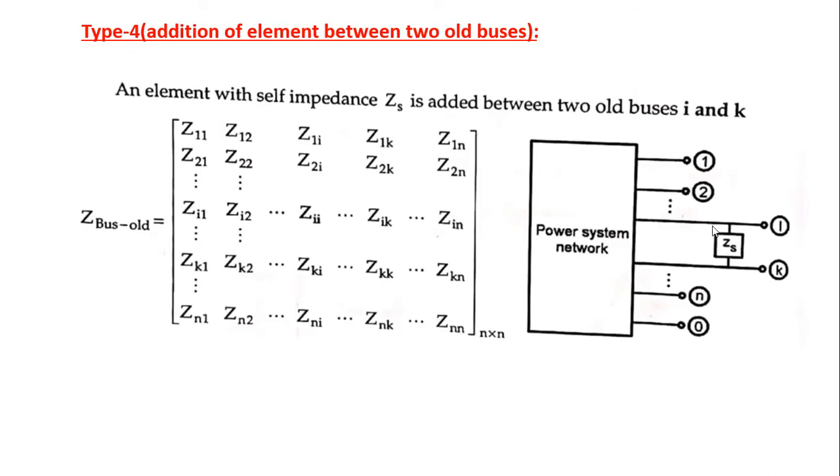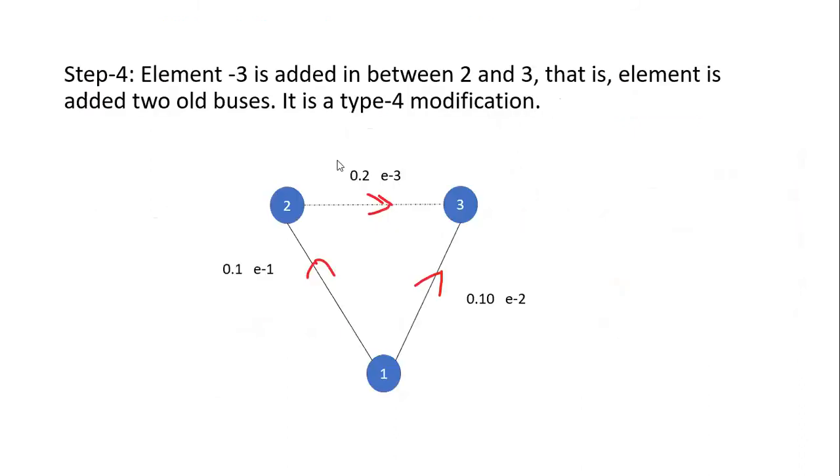Therefore, that ZS is added in between the I and the K. In this case, the element is added in between I and K. What is the I value? 2. And what is the K value? 3.